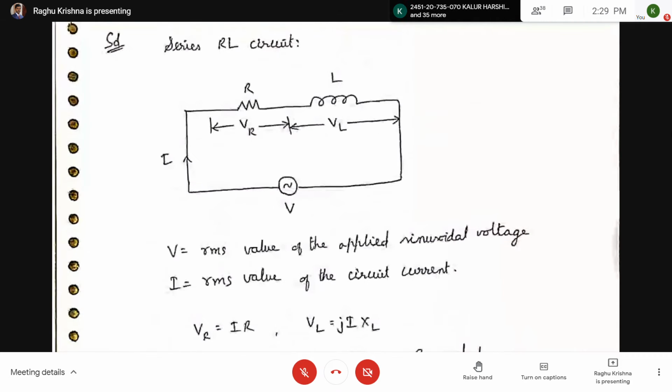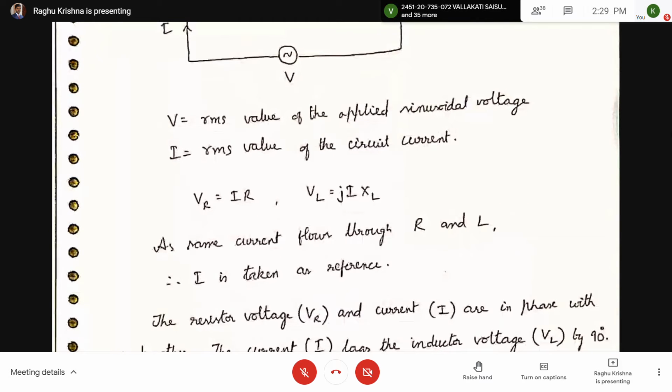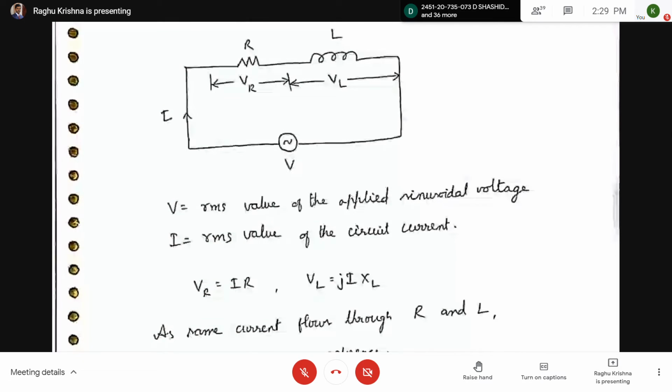Here the impedance offered by the inductor is equal to jXL. The impedance offered by the resistance is equal to R. As the same current flows through R and L, I is taken as reference. So the current is common, and the same current will be flowing through resistance and inductance. So I is taken as reference for drawing the phasor diagram.